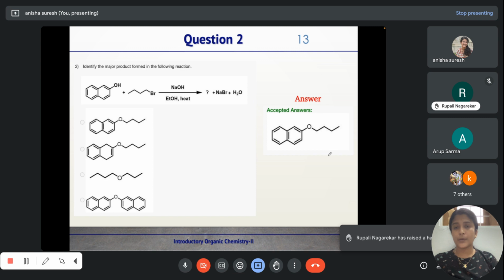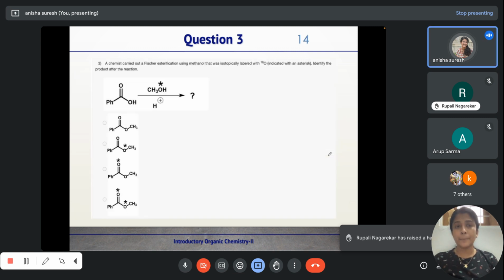No. Okay. Now coming to question number 3. A chemist carried out a Fischer esterification using methanol that was isotopically labeled with O18. This O18 is indicated by the asterisk symbol. Identify the product after the reaction. Fischer esterification, which is used for esterification of this carboxylic acid, was carried out using isotopically labeled methanol. So what will be the product?